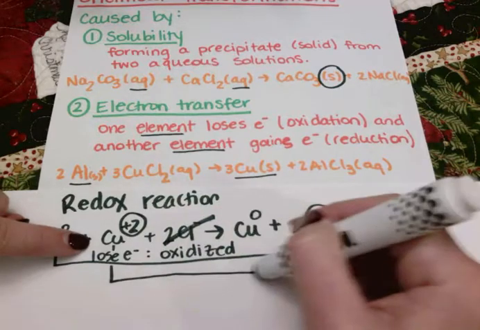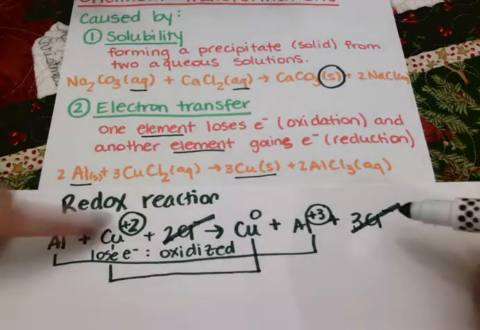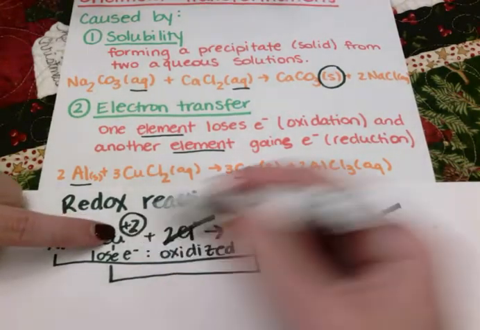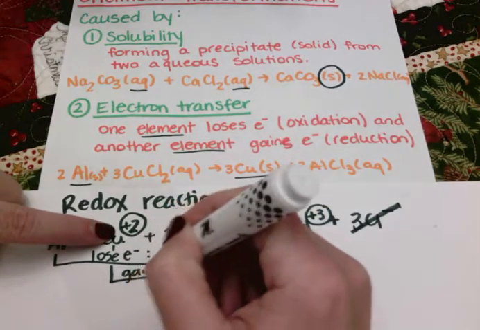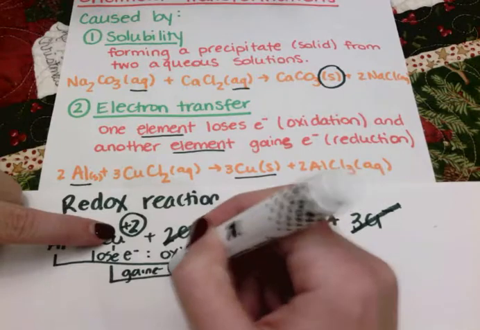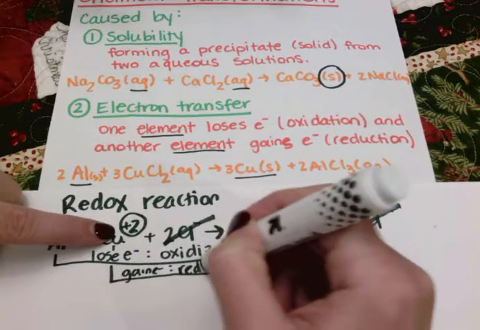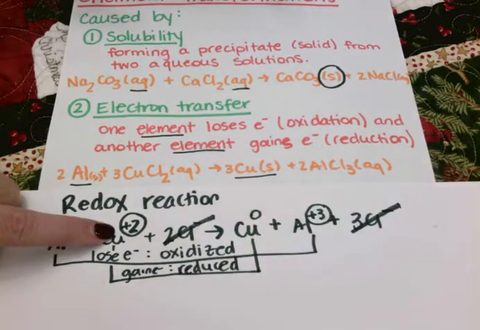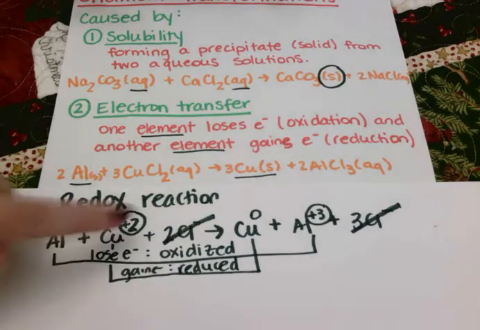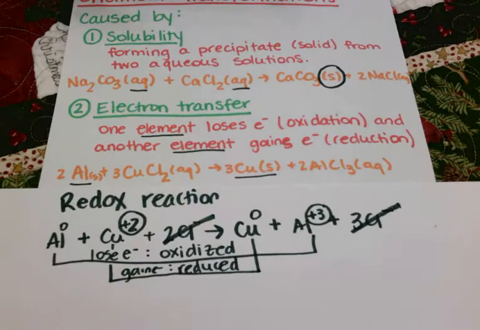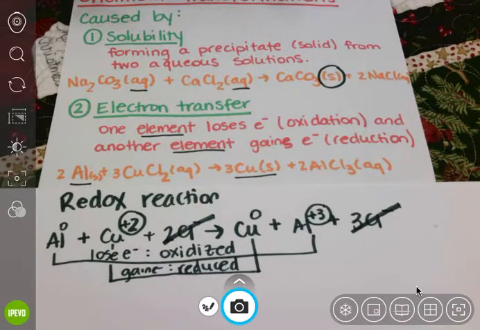The copper went from a +2 to copper solid, which would be the 0. A +2 to a 0 means its charge got reduced. It had to gain electrons. Its charge went down, right? It went from a +2 to a 0. And so we call that copper is getting reduced there, okay? And so that is our redox reaction.